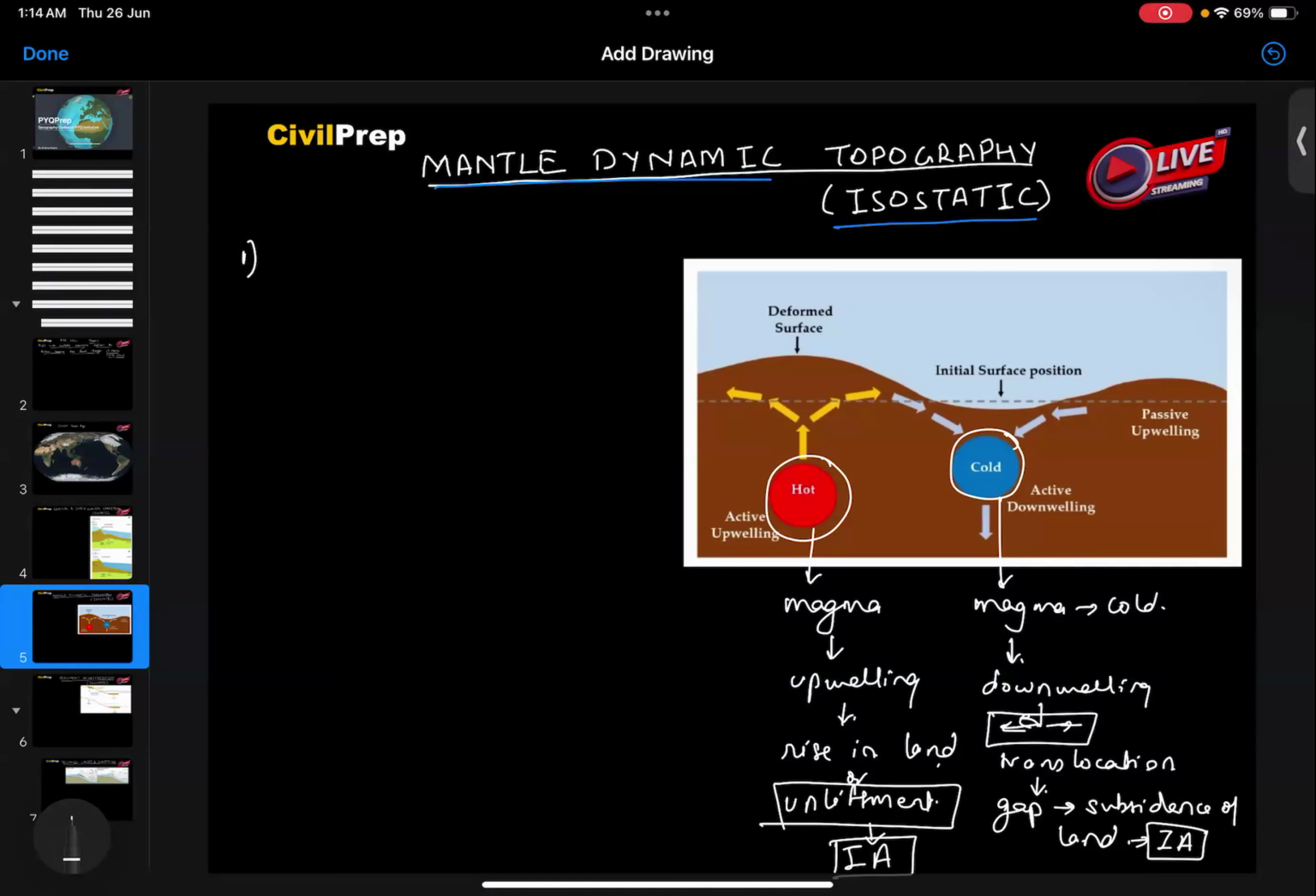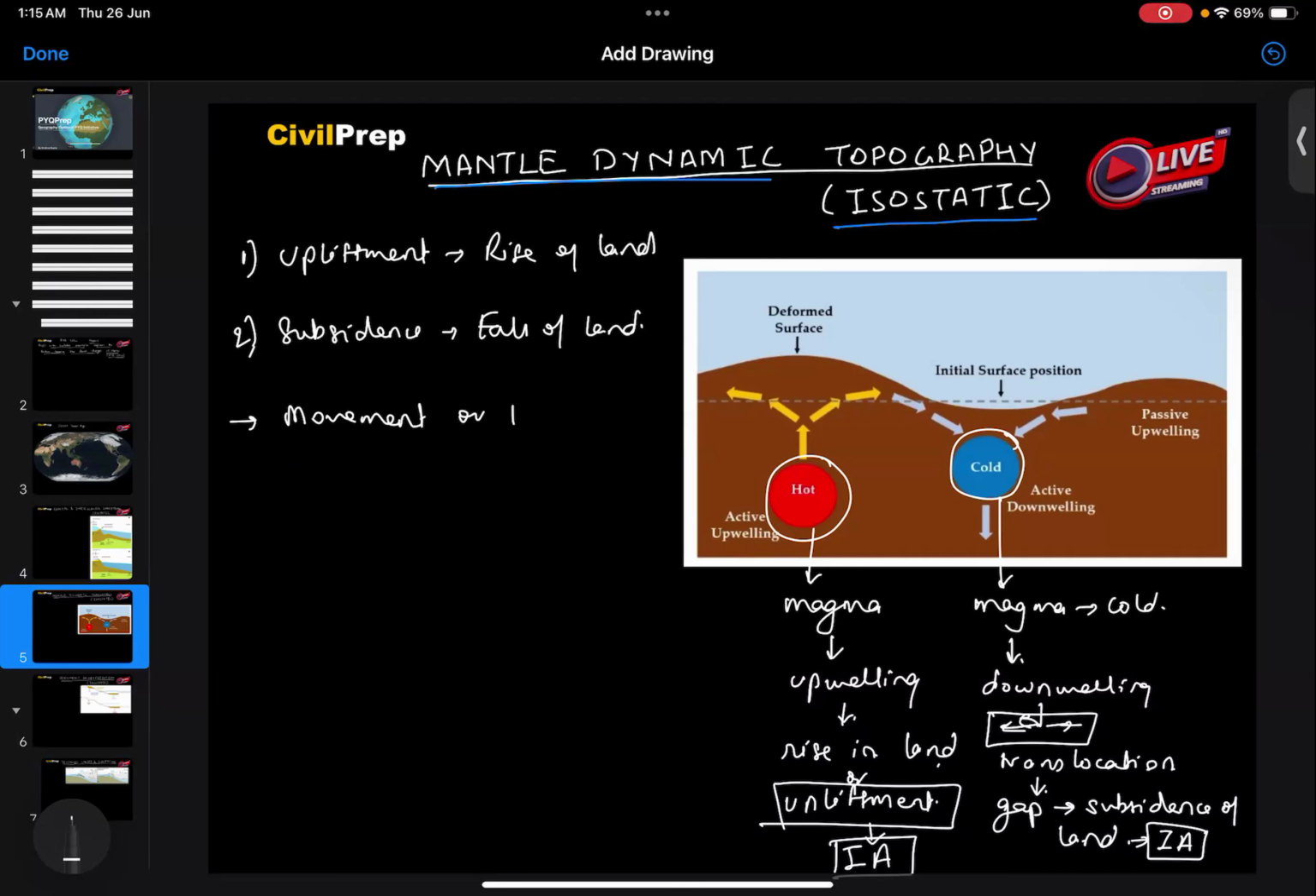Because of this, where the upliftment is taking place, there is a rise of land, and secondly, where the subsidence is taking place, there is a fall of land. Okay, so this is the mantle dynamics, which is taking place because of the movement or displacement of magma.